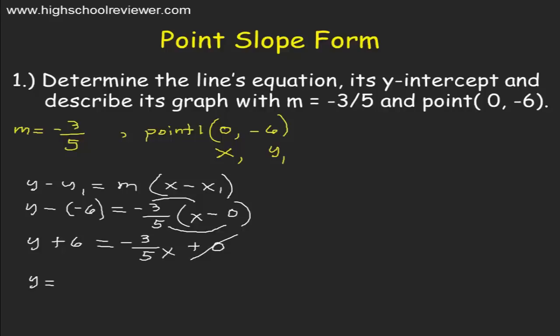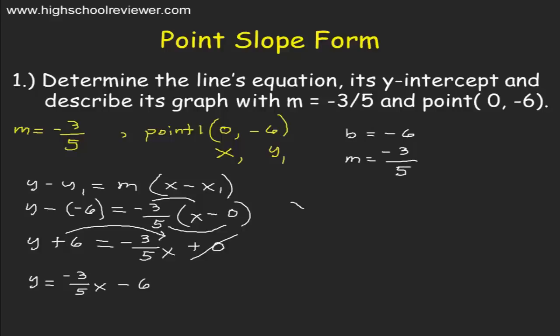Y will be equal to, so we need to transfer positive 6 to the other side. So this will be negative 3 over 5 x. If we transfer positive to the other side, it will become negative. So this will be negative 6. So we have here the equation of the form y equals mx plus b. So our b here, or the y-intercept, is equal to negative 6. Our slope again is negative 3 over 5.